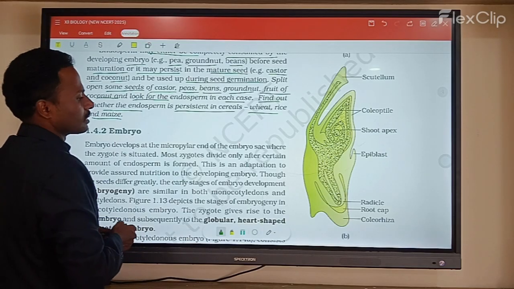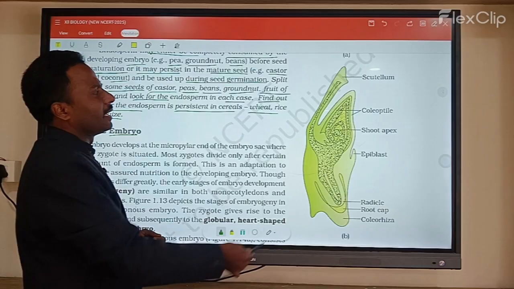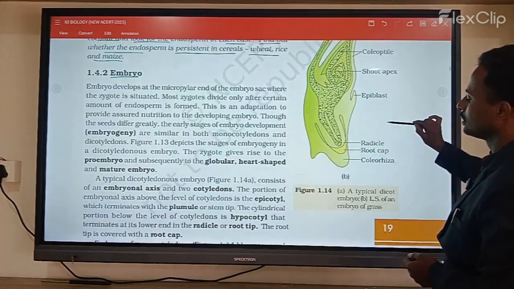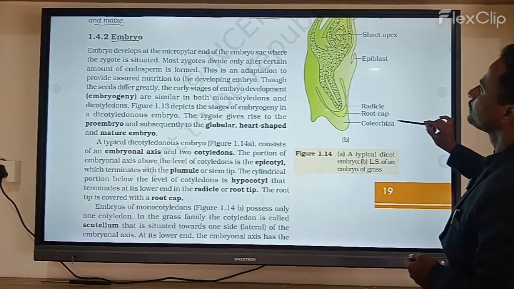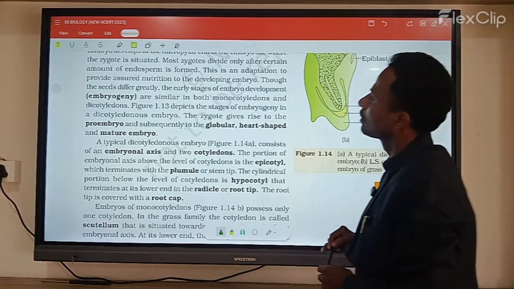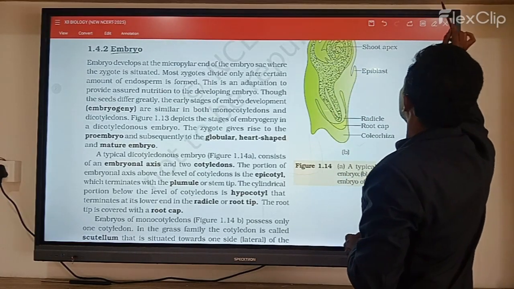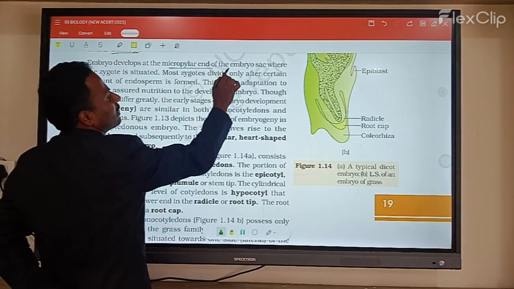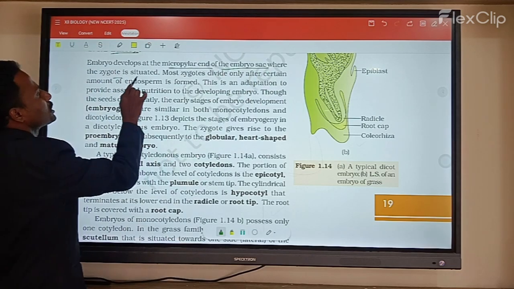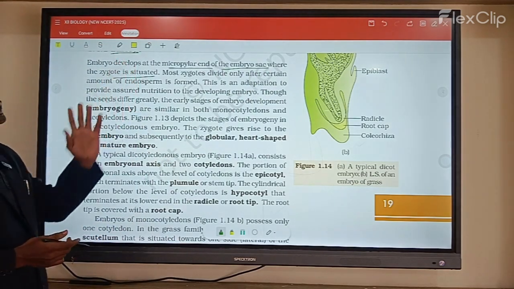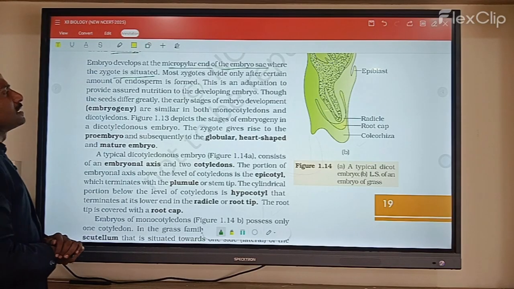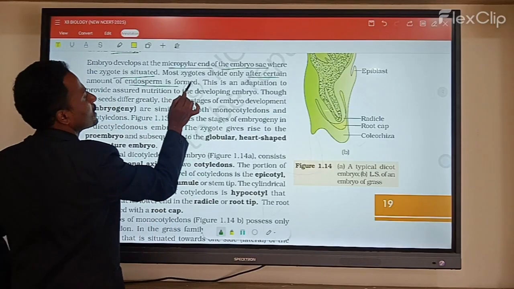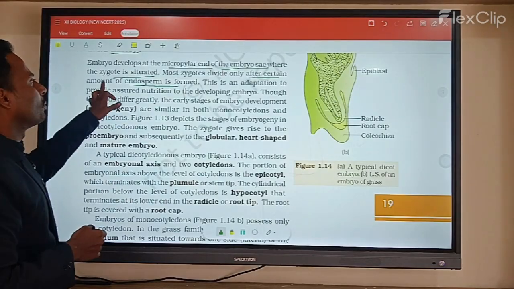Next, when you observe the embryo structure, see it is a complete embryo structure. The embryo develops at the micropylar end of the embryo sac, where the zygote is situated. Mostly the embryo develops at the micropylar end where the zygote is situated. Most zygotes divide only after a certain amount of endosperm is formed.